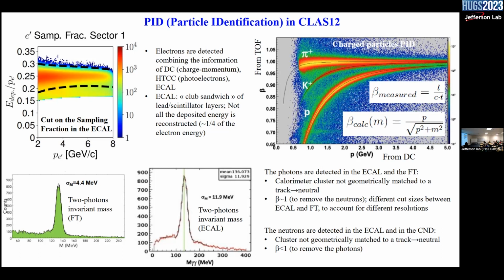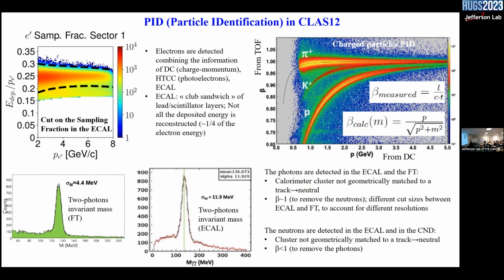Then if you want to detect charged particles, the typical technique is what we call the beta-p technique. So you put together the information that comes from the time of flight scintillator and the drift chamber. The time of flight will give you a measurement of the beta. Beta is given by the distance between the vertex of the interaction and the hit in the time of flight, divided by the time that is also measured by the time of flight.